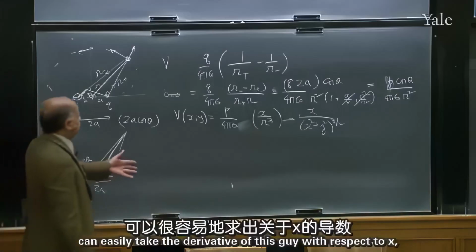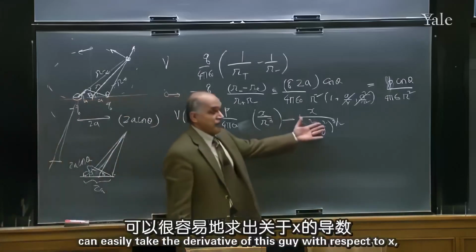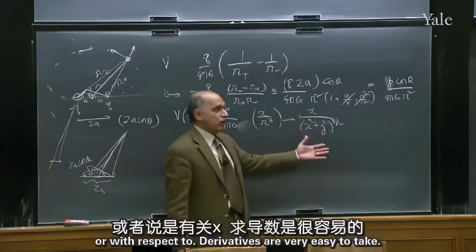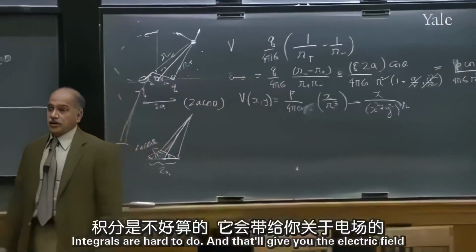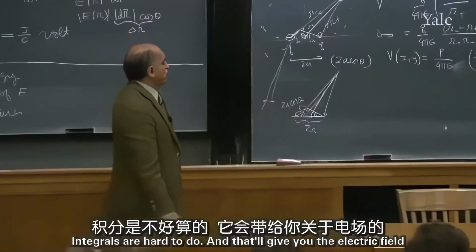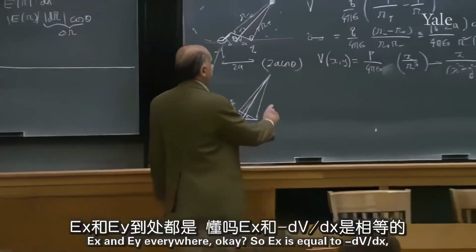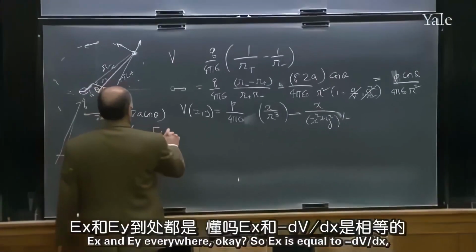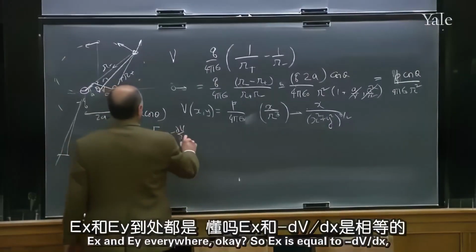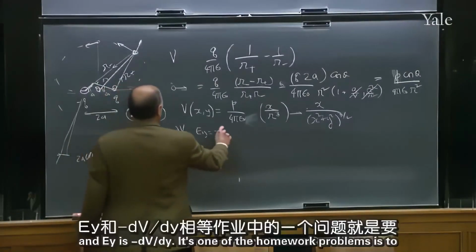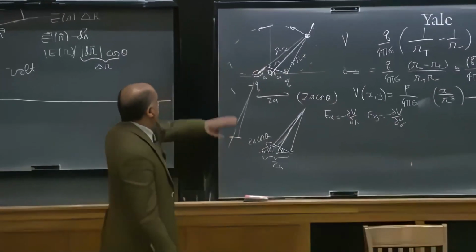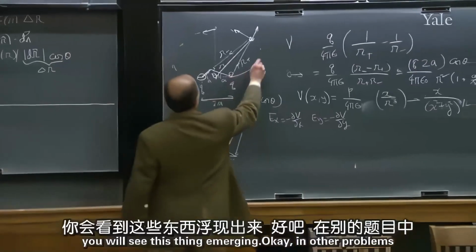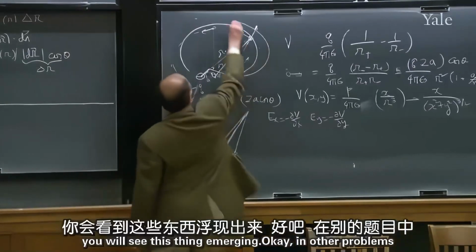Now, you can easily take the derivative of this with respect to x, or with respect to y. Derivatives are very easy to take. Integrals are hard to do. And that will give you the electric field Ex and Ey everywhere, okay? So Ex is equal to minus dV/dx, and Ey is minus dV/dy. It's one of the homework problems to really calculate this. And if you calculate it and you plot it, you will see this thing emerging.